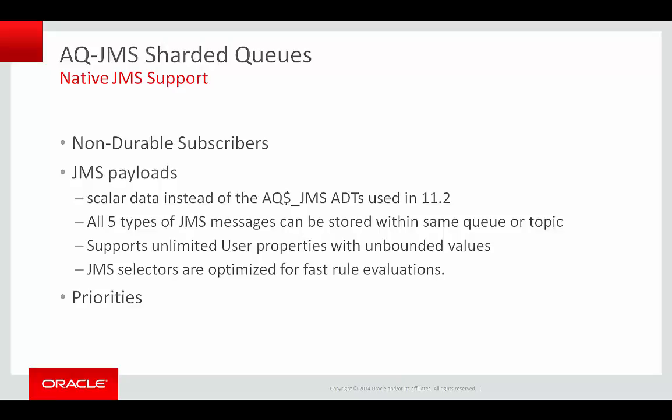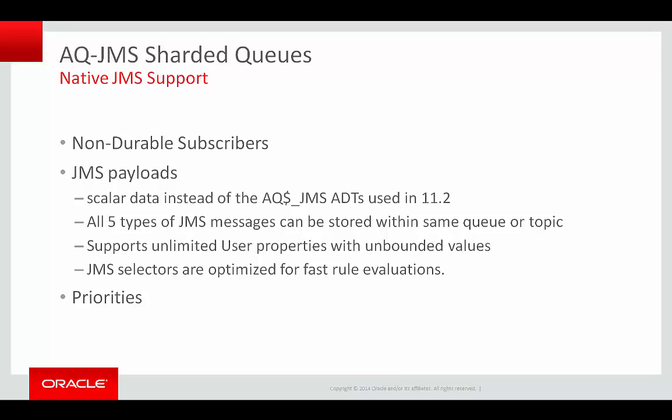While in 11g, non-sharded queues had much improved JMS support by the drivers, the fact remains that non-sharded queues predated JMS, and there's a bit of an impedance mismatch in a few places, such as non-durable subscribers. So for sharded queues, we designed things from scratch with JMS in mind. So things like non-durable subscribers are much better supported.